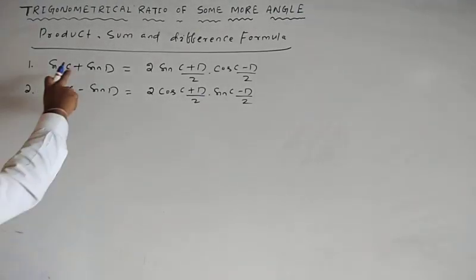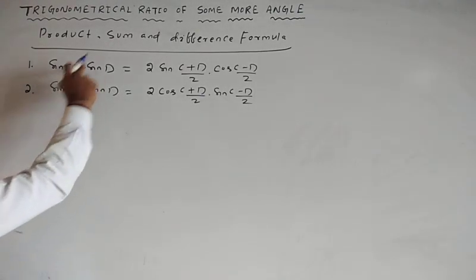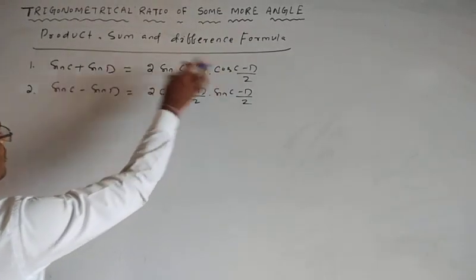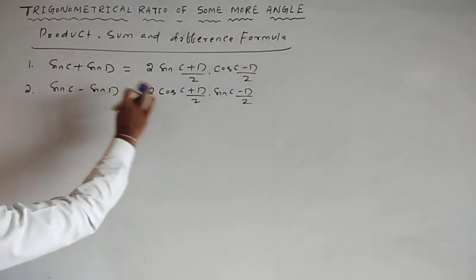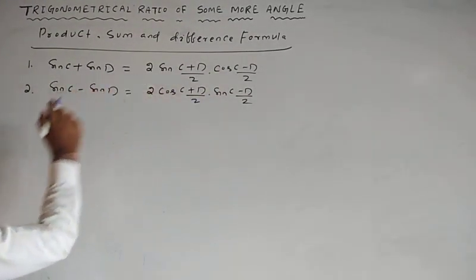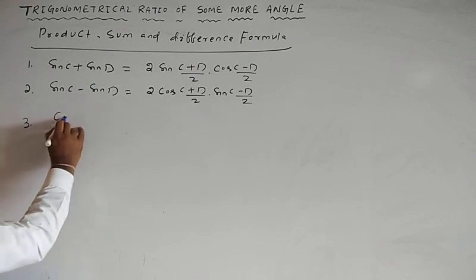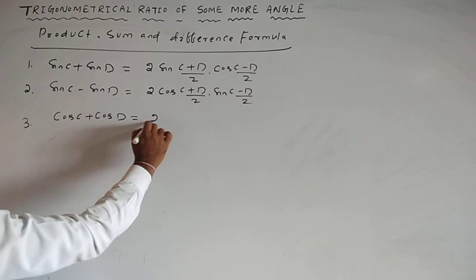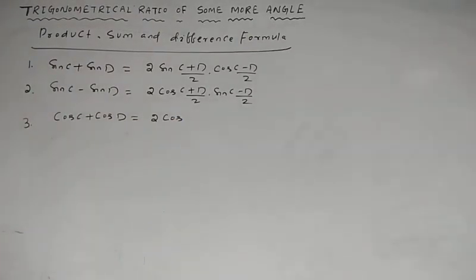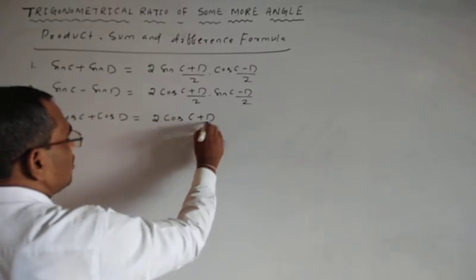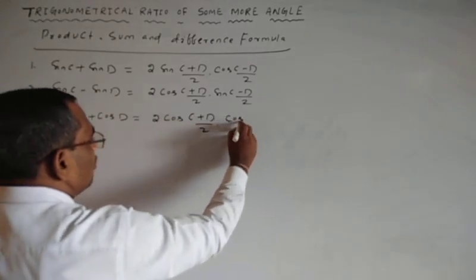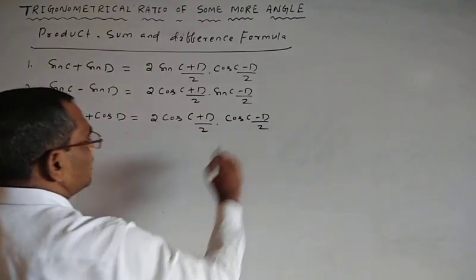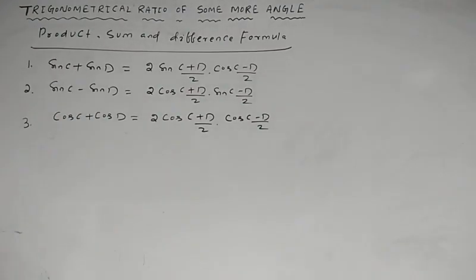Okay. So first, if it is plus, that means first sin then cos; if it is minus, that means first cos then sin. Then number 3, cos C plus cos D. So this is equal to 2 cos, since both are cos. So 2 cos (C plus D)/2 into cos (C minus D)/2. This is the cos C plus cos D.